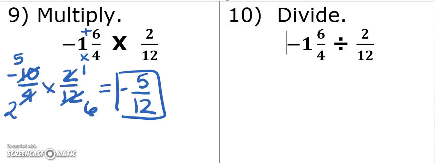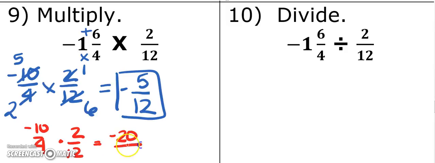Now let's see what happens if we hadn't cross-canceled. If we just had negative 10 fourths times 2/12, well, I have 10 times 2 is negative 20. And 4 times 12 is 48. Okay, that's a lot harder to simplify.